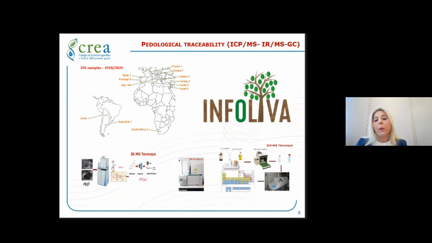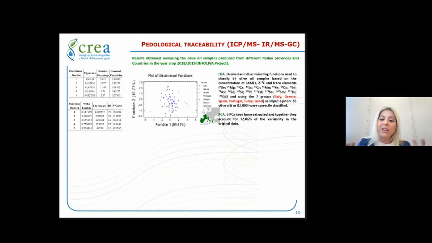From now on, I will show you some case studies undertaken for the traceability of origin and authenticity of olive oils. In this work, I wanted to show the results obtained analyzing the olive oils collected during the crop year 2018-2020 for the Infoliva project, as previously said by the coordinator Costa. In particular, very fast and easy, I want to show you how it could be possible to discriminate olive oil from the place we collected them: Italy, Greece, Spain, Portugal, Turkey and Israel.